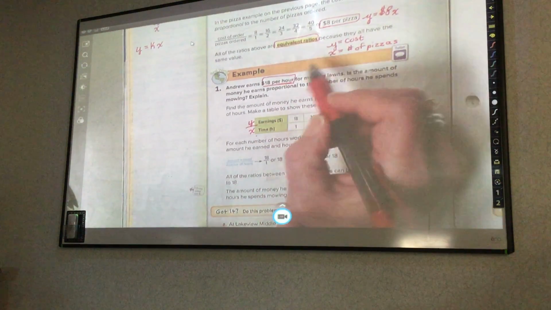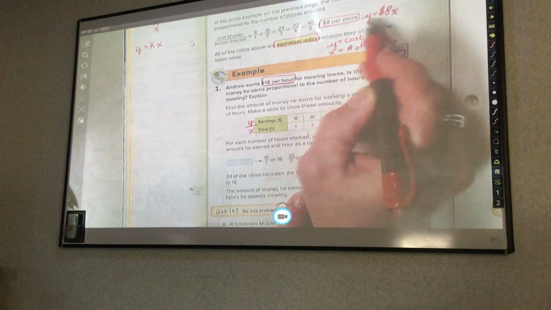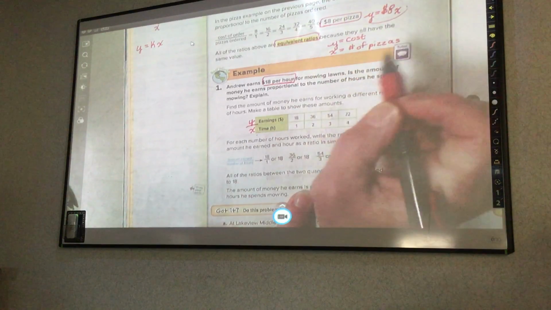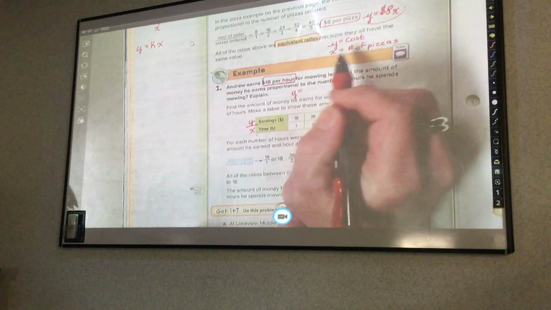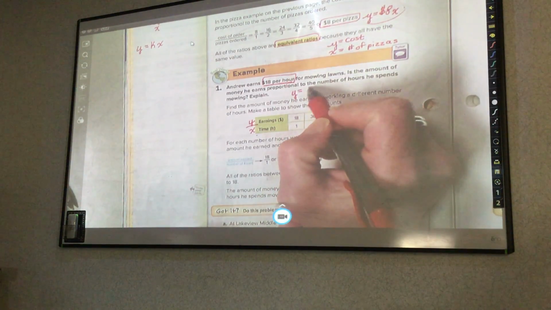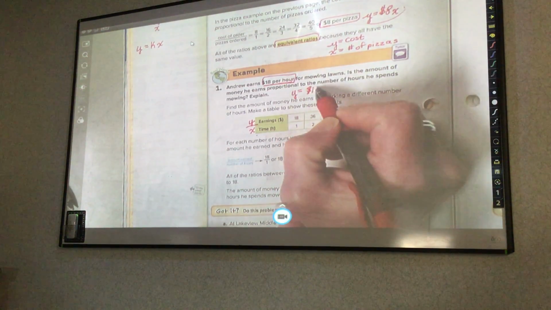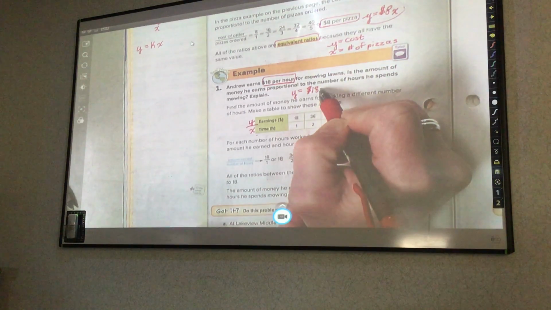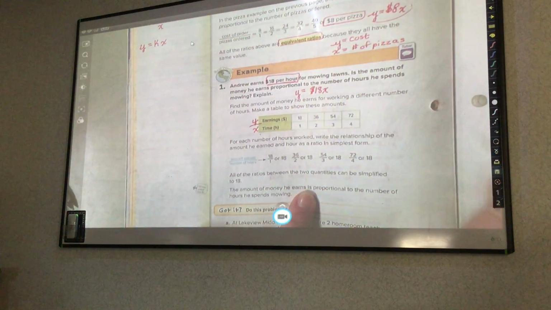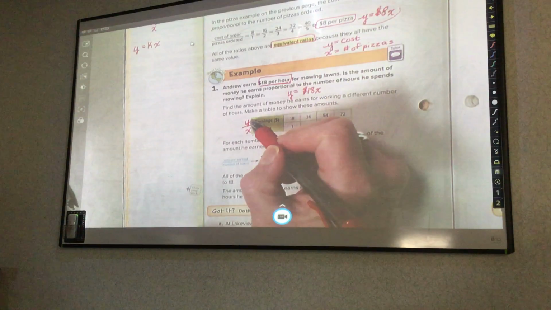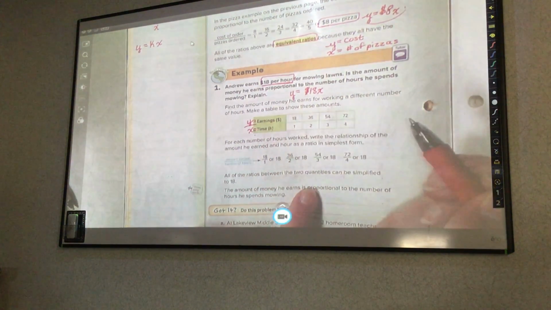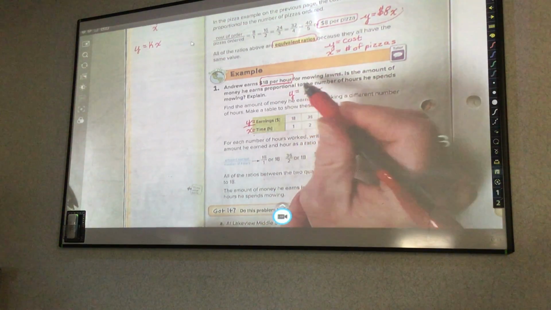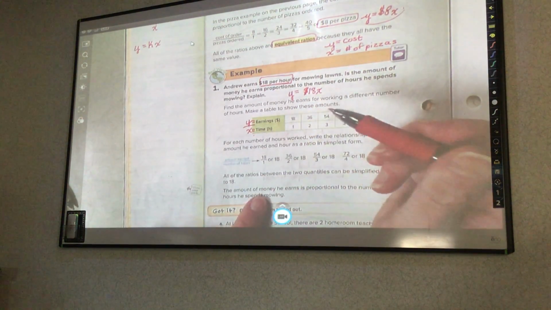We need to set up a formula like this. So Y equals how much? $18 per times what? X. Oh, yeah. Because my X is my number of hours. Because look here, Y equals my earnings, X equals my time in hours. So we have a proportional equation set up.